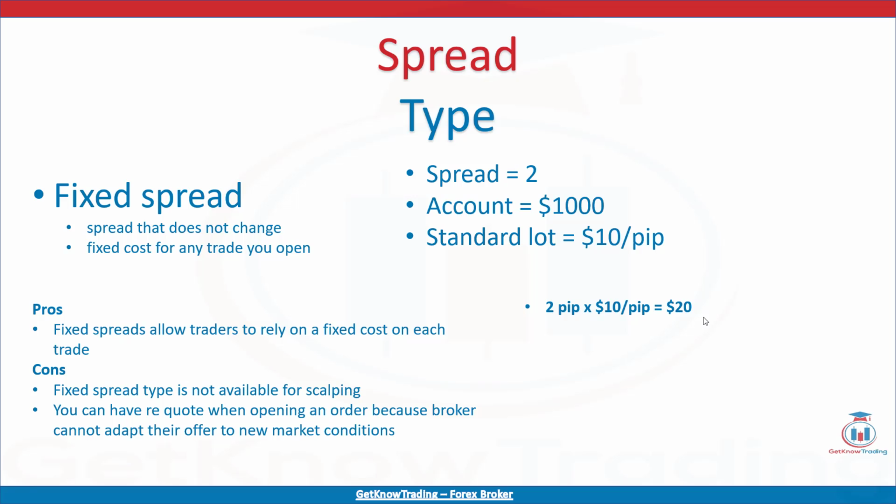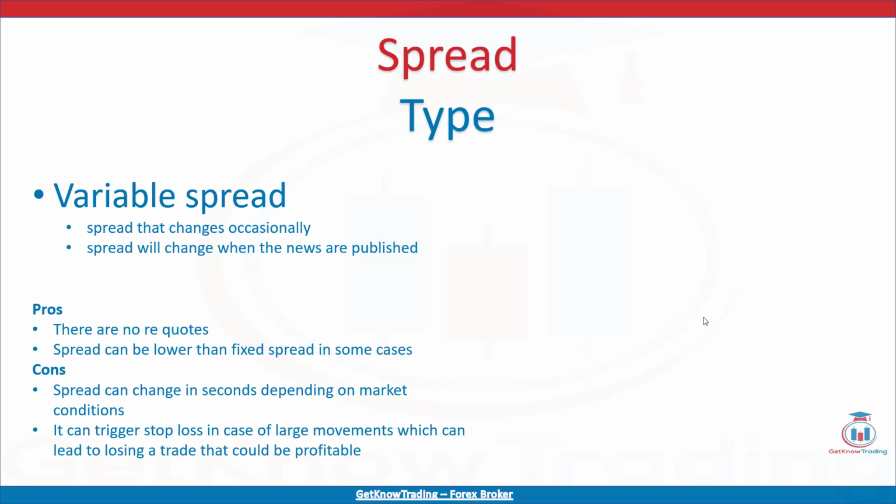Here are the pros and cons for fixed spread. Pros are fixed spreads allow traders to rely on a fixed cost on each trade. Cons are the fixed spread type is not available for scalping. You can have a requote when opening an order because the broker cannot adapt their offer to new market conditions. Let me explain now variable spread.